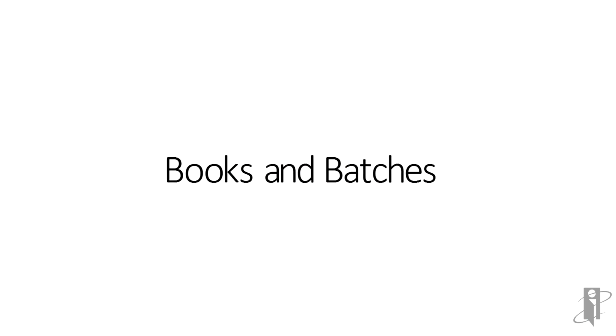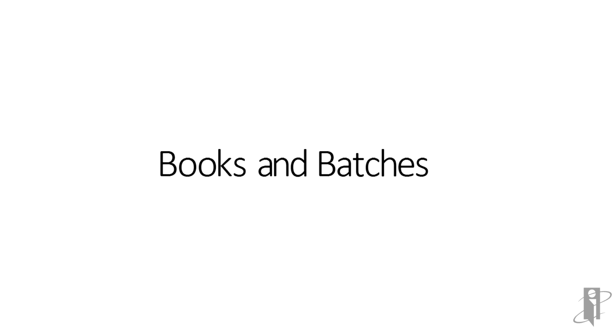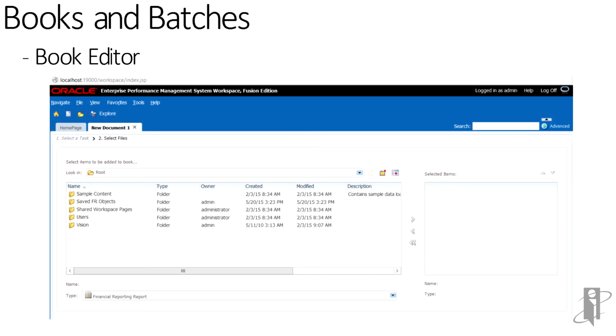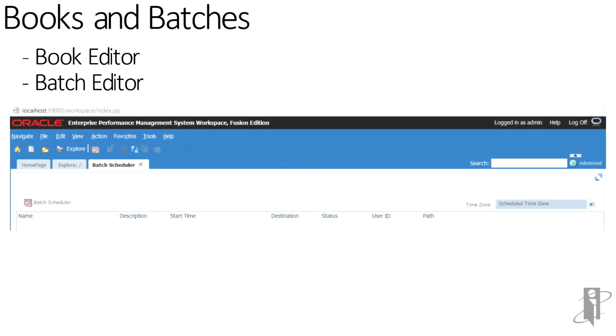EPM Workspace also provides functionality to work with books and batches of reports. Report books are a method for grouping reports for periodic reporting. Use the book editor to create a book of reports. This is where the reports are selected and the POV is set for the reports. Batches allow books and reports to be run simultaneously. Use the batch editor to add or remove objects to a batch job and schedule a batch.